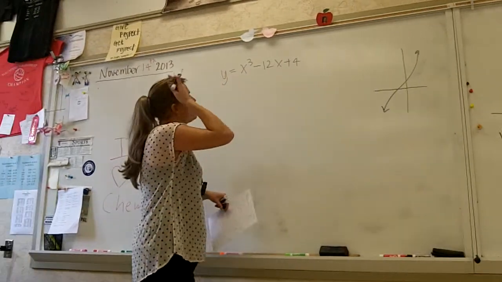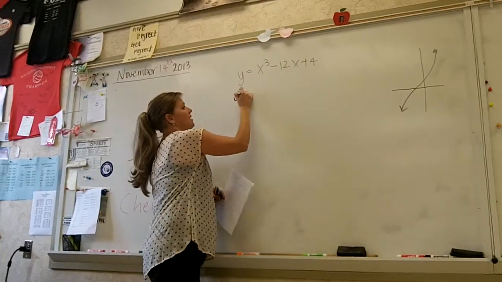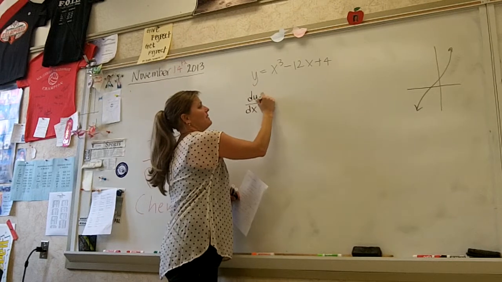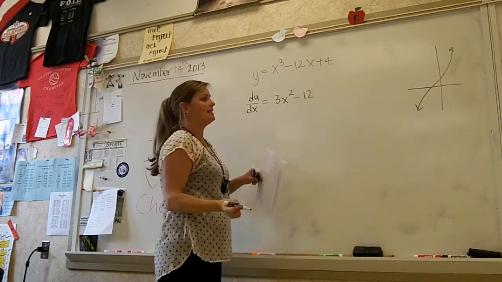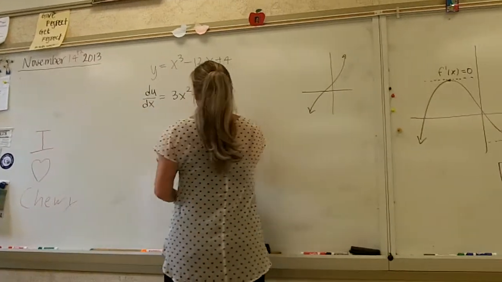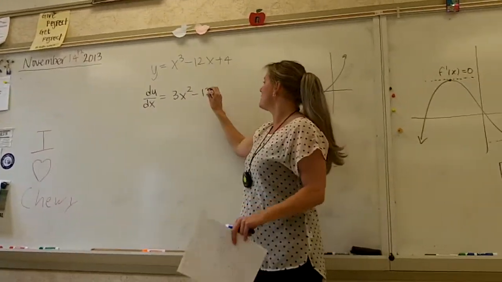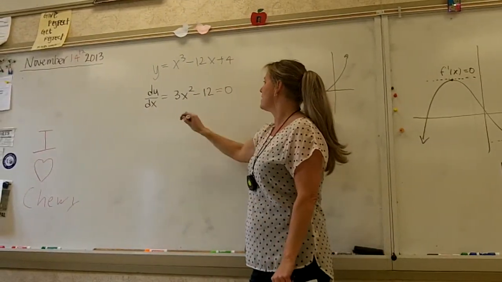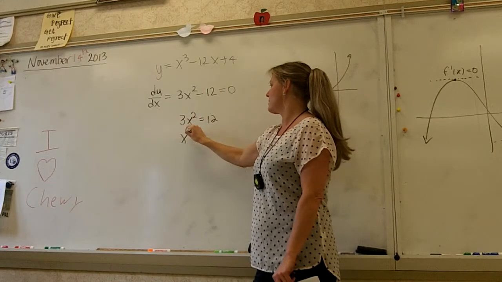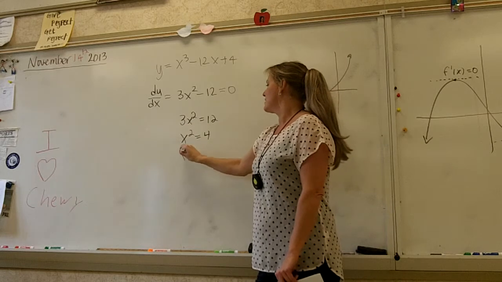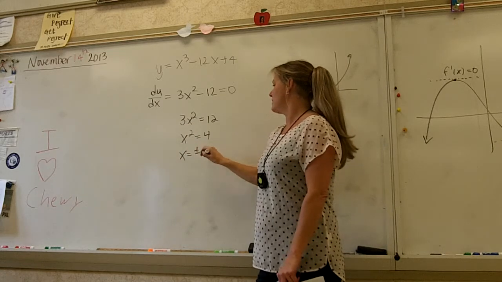So all you have to do is take the derivative. Look at how nice this is to take the derivative of: 3x squared minus 12. And since I know the slopes of all maxes and mins are going to be equal to 0, all I have to do is set this equal to 0. So 3x squared equals 12. x squared equals 4. So x is equal to plus or minus 2.